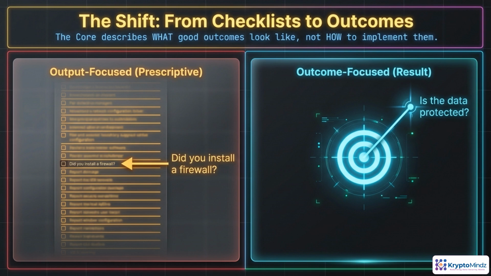Traditional security frameworks often act like checklists. Did you install a firewall? Do you have antivirus? NIST CSF 2.0 shifts the focus to outcomes. Is critical data actually protected? Are key services resilient? Your specific controls can vary by technology, budget, and risk appetite, but the intended results stay consistent. This lets you map CSF outcomes to whatever tools and processes you already use, without being locked into a single prescription.